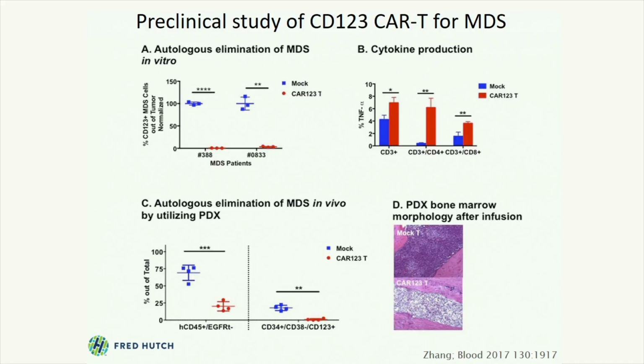In a preclinical model of CD123 CAR Ts for MDS, these are cultured patient cells where they took a mock CAR versus a CAR 123 specific T cell and did culturing with two patient samples. One, number 388, they measured this after 48 hours of exposure. Number 833, they measured it 72 hours after exposure. And as you can see, the number of CD123 MDS cells is almost zero.